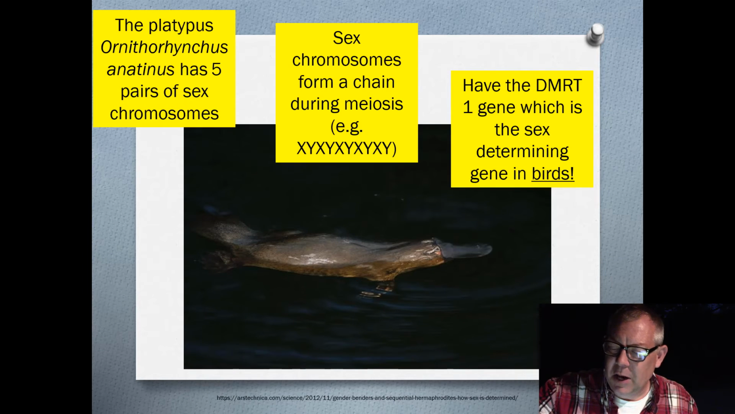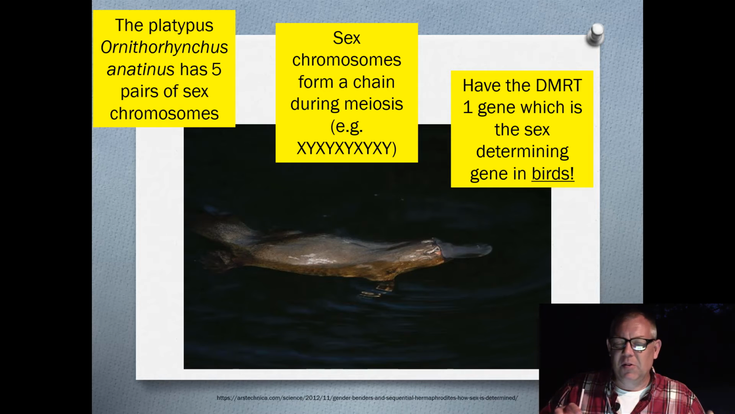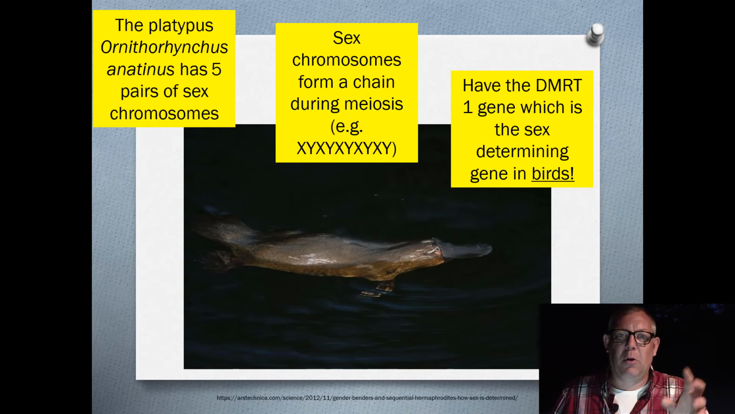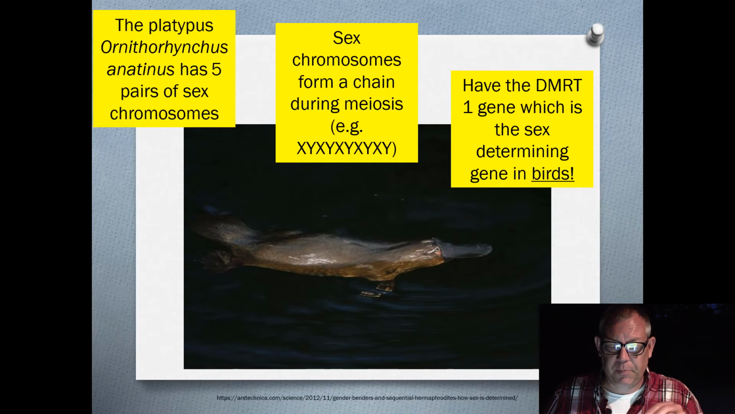And again, if you can imagine it, some animal somewhere does it. Here's the duck-billed platypus, which is a mammal. And it has 5 pairs of sex chromosomes. And during meiosis, they form a chain, and somehow the development of this chain determines the sex. And I don't really know how this works, but again, we like to think that we're typical, right? This XY system is typical, and we are not. There's all kinds of ways to get different sexes.